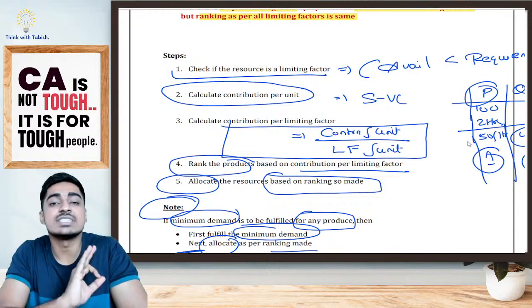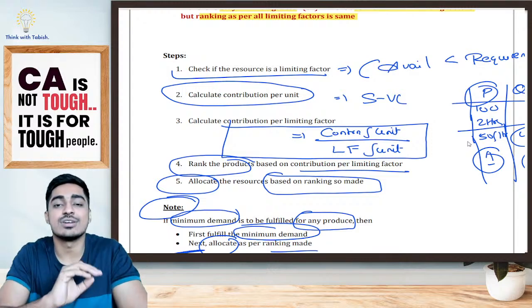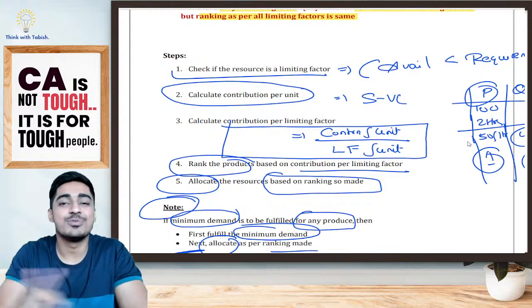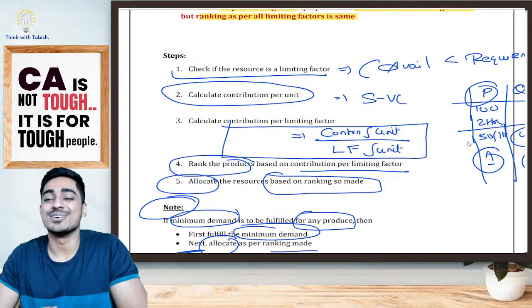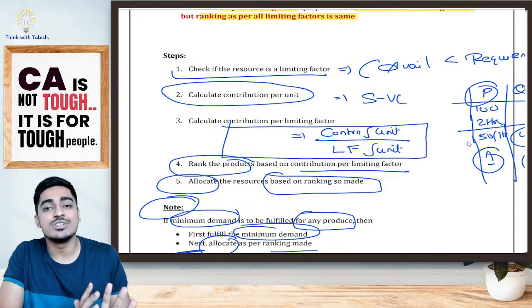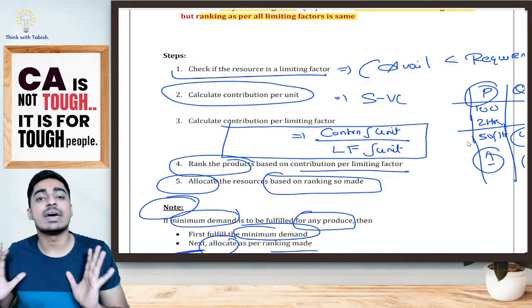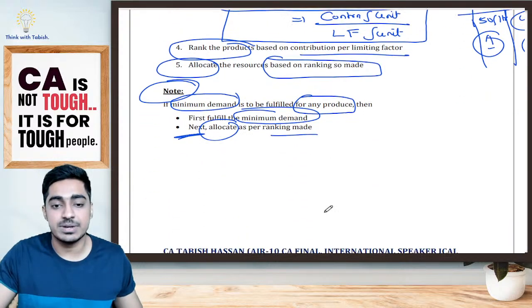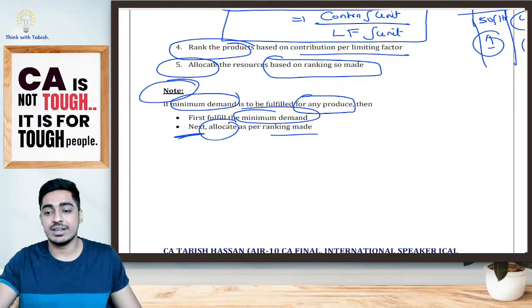If any order is committed, we cannot go back. Yes or no? Once I have made a commitment, then I don't even listen to myself. If you have committed to any order, then we don't see if the contribution is more or less, we fulfill it. Only for the balance hours, we look at contribution per labor factor and then accordingly take a decision.